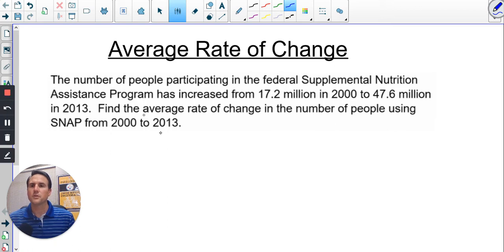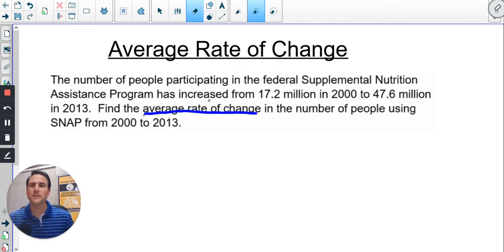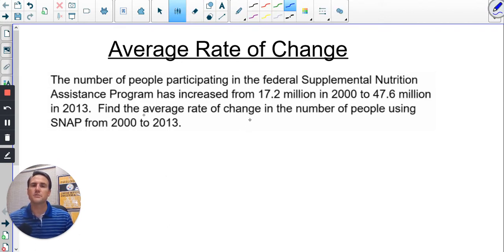Okay, quite often when you're working word problems, you'll see the words average rate of change. Average rate of change right here in the bottom of this one, okay? And so that is simply asking you to find the slope of the line if these were graphed, if you were to see them on a graph. So what we can do is take this and write this information as an ordered pair.